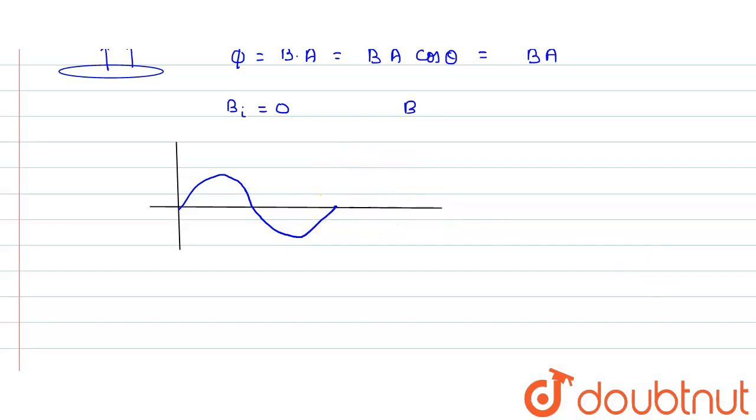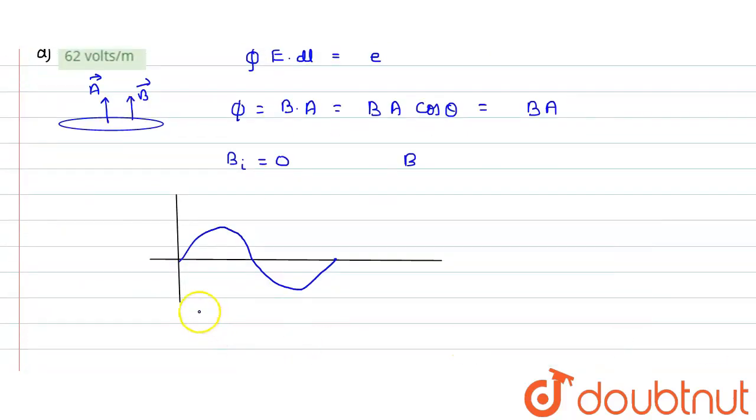The frequency is given as 100 Hertz. That means from 0 to the maximum magnetic field B, what is the value of the time for this? The total time would be the time period, so this time would be equal to T by 4. That means our initial flux, with initial magnetic field 0, is 0 into A, which is 0. Now the final flux would be the magnetic field value B multiplied by the area of the circle, pi r square.